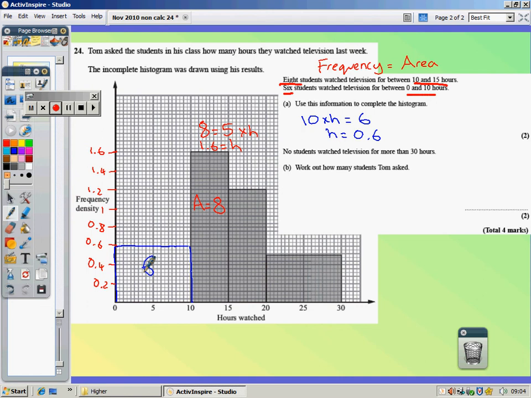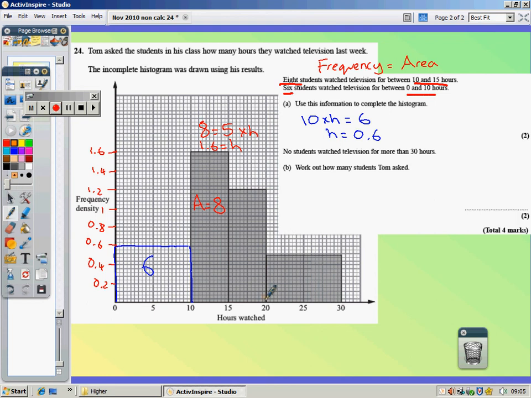Okay, question B tells us that no students watch the television for more than 30 hours. So there's no bars going to be happening anywhere in this section here. So work out now how many students Tom asked. Well, we already know we've got 6 students here, 8 students here. Remember, frequency is equal to area, so we want to find out the area of these two bars and add them all up.